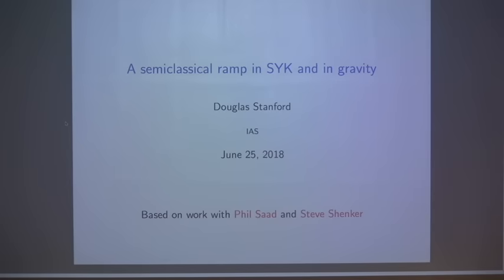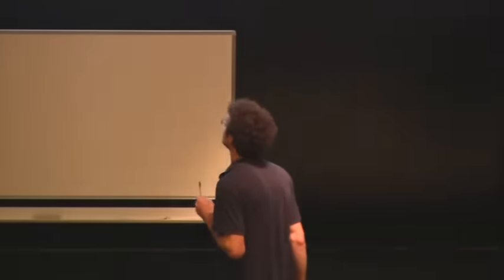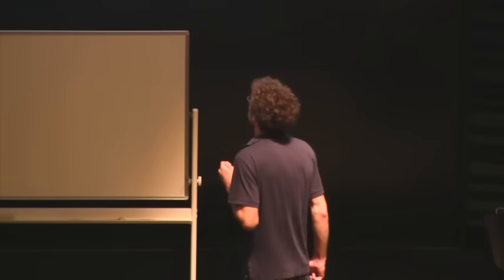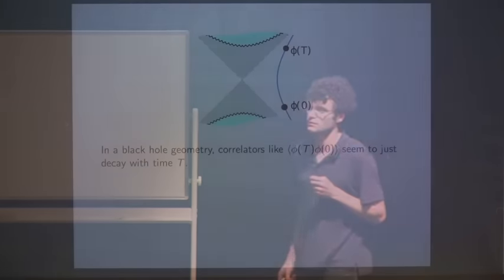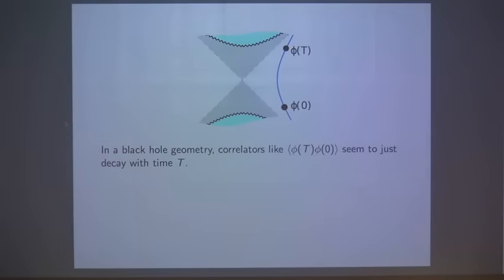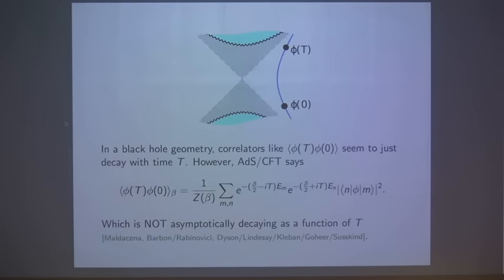It's a real pleasure to be here. This talk is going to be based on work with Steve Shenker and his student Phil Saad. So in a black hole geometry, correlation functions of simple bulk fields separated in time seem to just decay with the time separation. Roughly, the reason is that the quanta can fall into the black hole, but they don't come back out again.